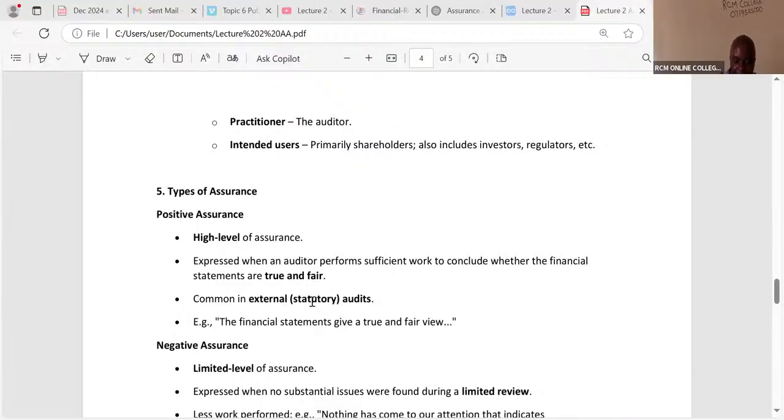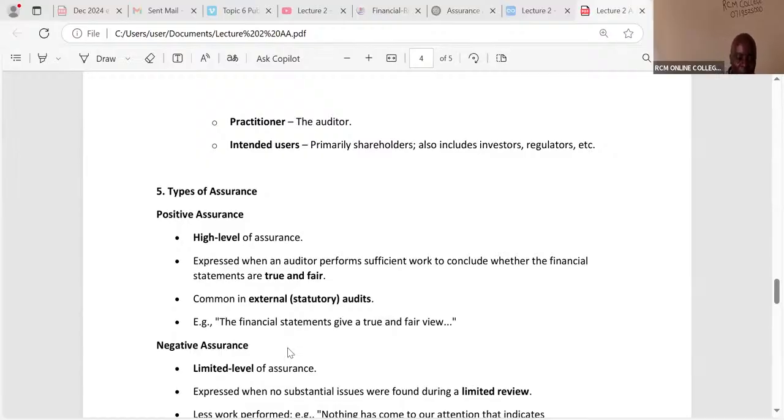So it is common in external statutory audits. Example, the financial statements give a true and fair view. So whenever I'm doing audit of financial statements, then I will be able to give, ladies and gentlemen, what we call a positive assurance. So under a positive assurance, I'm telling the whole world that the financial statements provide a true and fair view. Yes, they provide a true and fair view. That is a positive assurance.